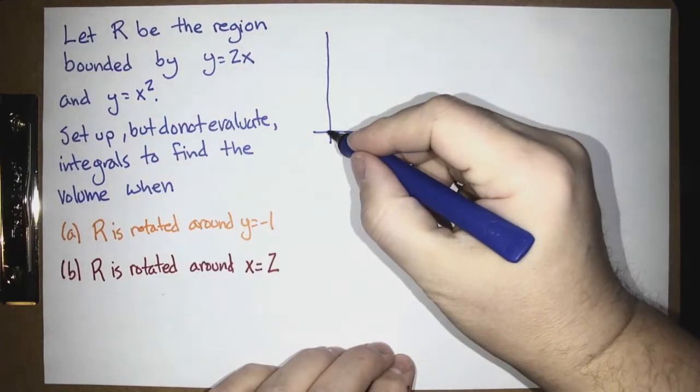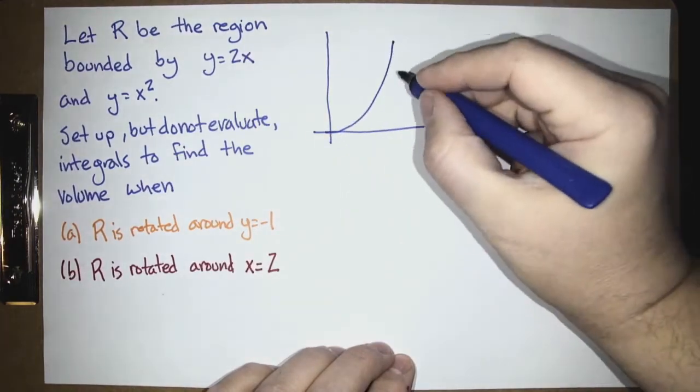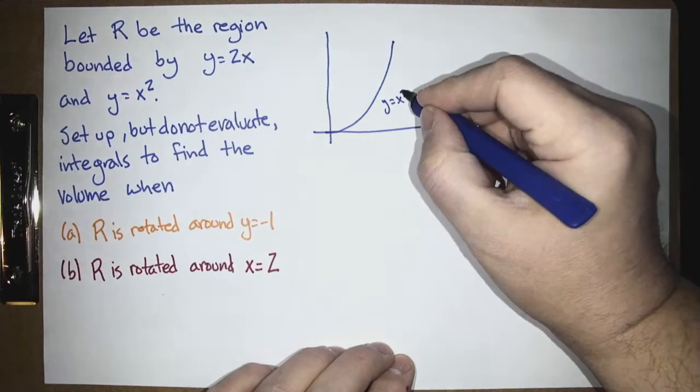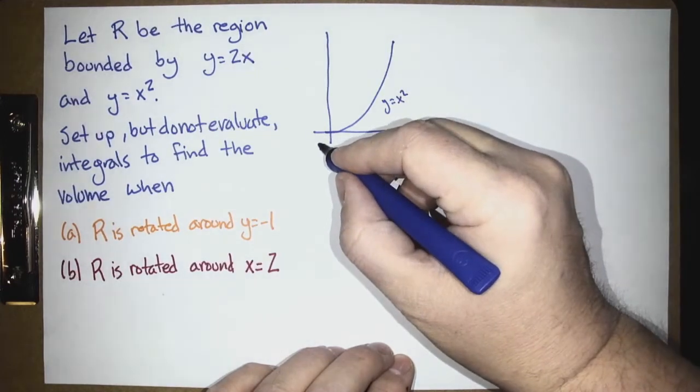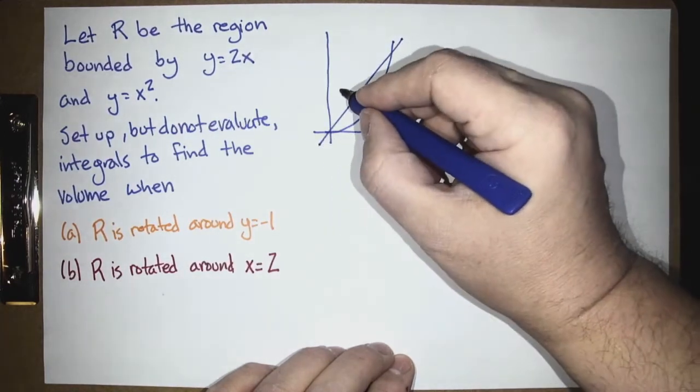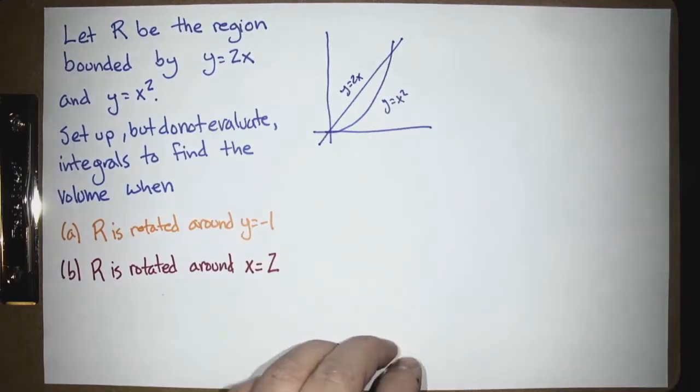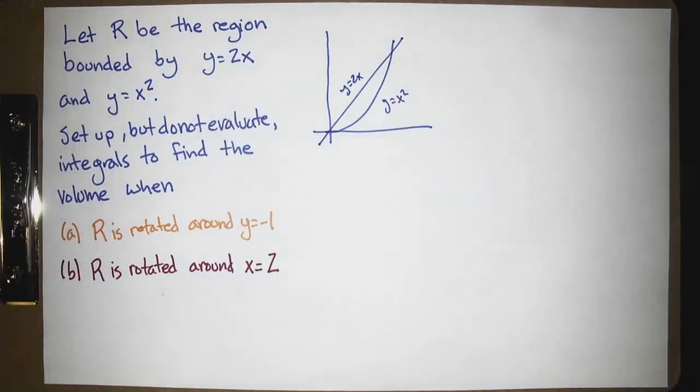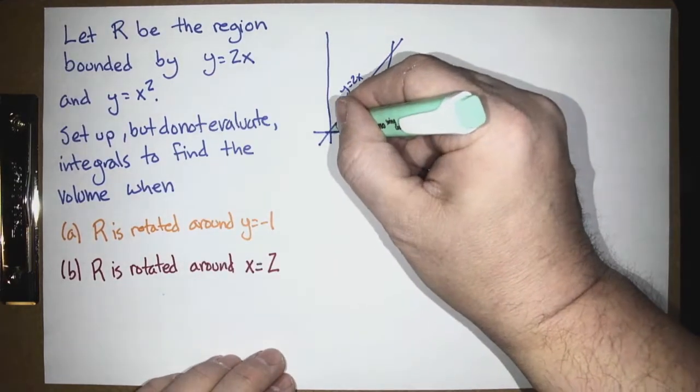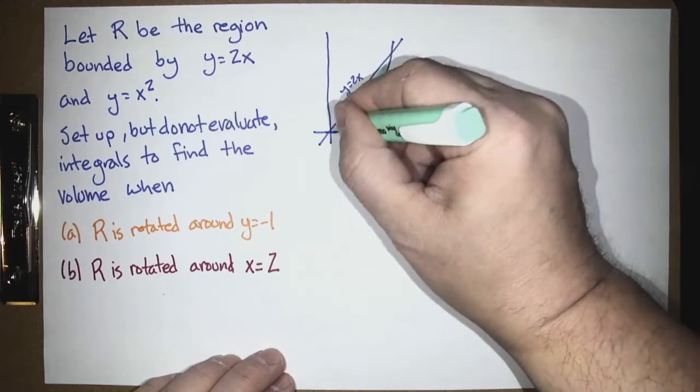So here's our y equals x squared. y equals 2x is a line. And so we have our region. It's the region in between the two. We'll just shade it. So here is our region bounded by these two curves.